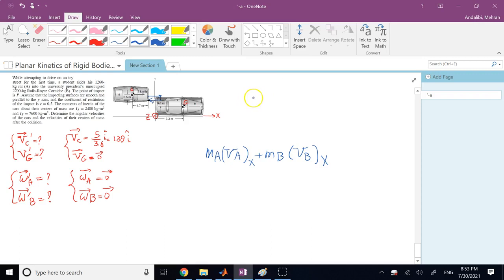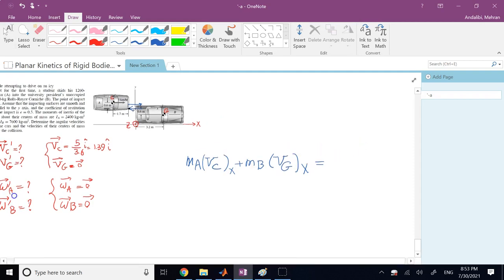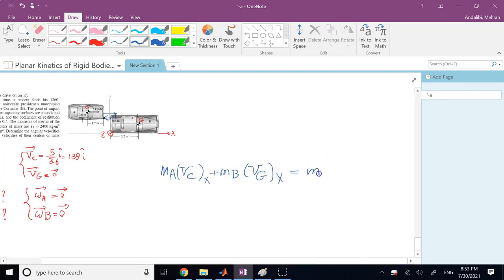And you know that the momentum of a rigid body is equal to its mass times the velocity of it at the centroid, right? That's the definition you have for total momentum of a rigid body. Therefore, here, when we say about A and B, we better replace them with what? With actually point C and point G. So this is point C, this is point G. This is equal to whatever total momentum of the system is along the x direction after impact.